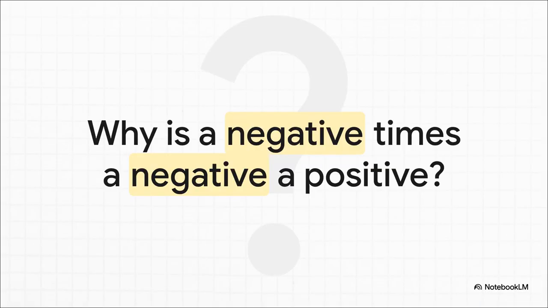You know the one I'm talking about. Why is a negative times a negative a positive? I mean, it's the classic question, right? It's stumped students for, well, forever. It just feels counterintuitive, almost like a trick. But what if I told you the answer is actually part of this perfectly logical system?